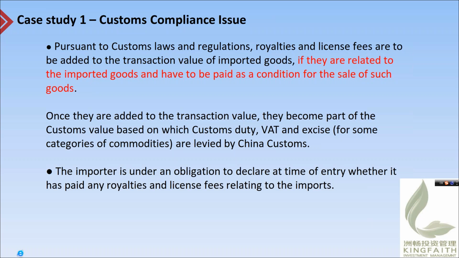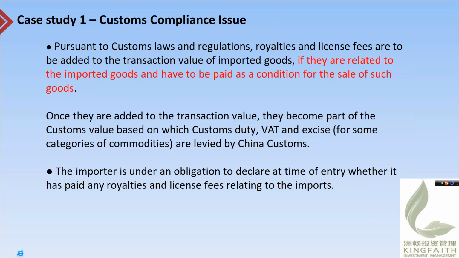So this is about whether the imported goods are related to the royalties and license fees. The trademark right is related to the imported goods.